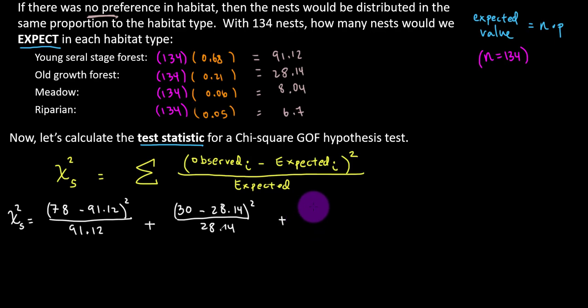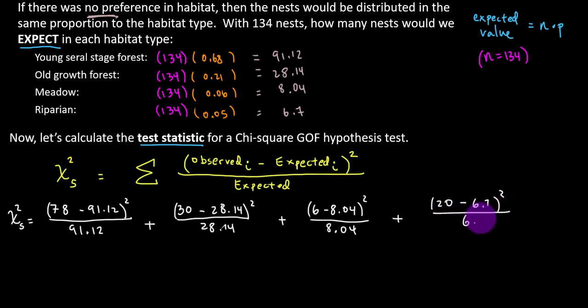Meadow is next. And lastly, the riparian zone. This one appears to have a pretty big difference. I'm going to actually write out what some of these terms come out to, because that's going to be valuable in a few moments.